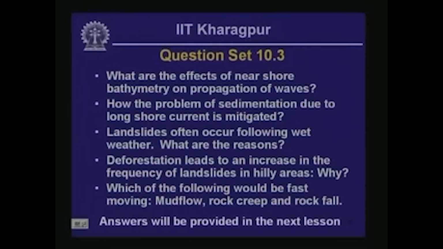Third one, landslides often occur following wet weather. What are the reasons? Fourth, deforestation leads to an increase in the frequency of landslides in hilly areas. Why? And the fifth one, which one of the following would be a fast moving slide? Mud flow, rock creep, and rock fall.